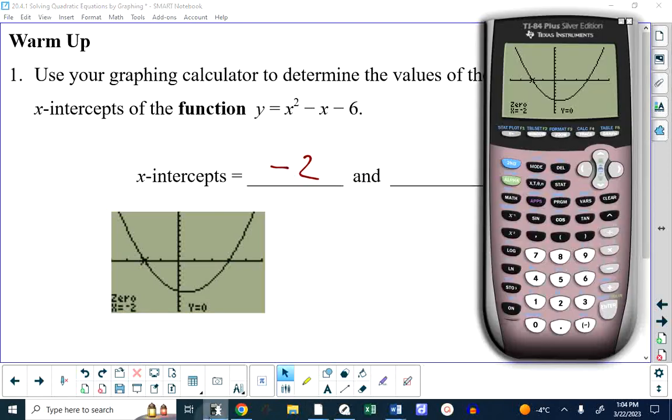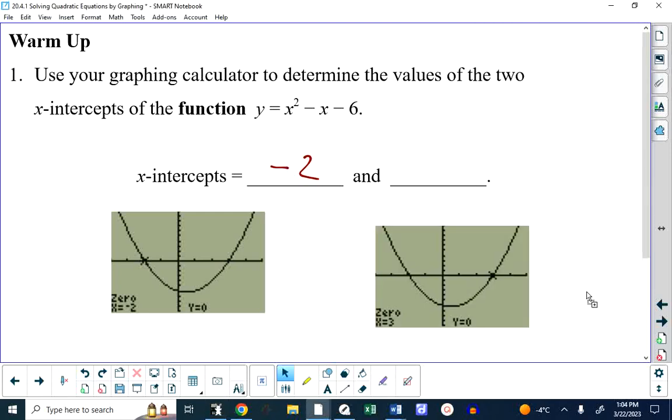And if you were to do the same thing, and I know you know how to do this, but just for completeness sake, I'm going to do it anyway. Put your cursor to the left of that, and then put it to the right of that, and hit enter. And you get the other x-intercept, which happens to be 3. Are we fine with that? Any questions with that?